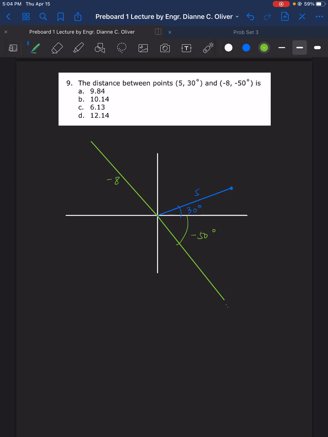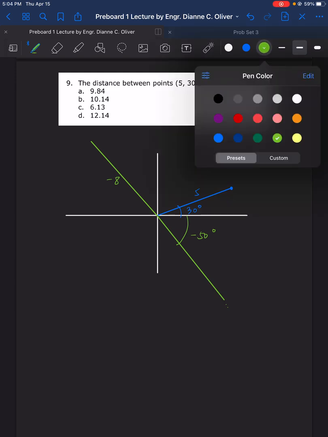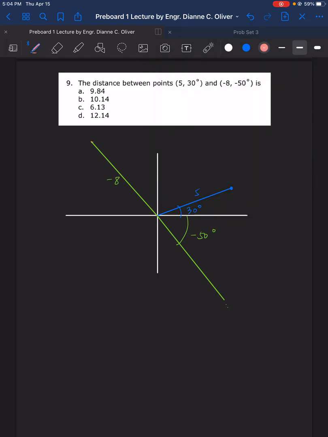So we are looking for the distance of this tip here up to this tip there. Let's name that as distance x. Okay, so let's solve this. So if this is negative 50 degrees, so this is also 50 degrees. Right? So if this is 50 degrees, therefore the angle here is 100 degrees.